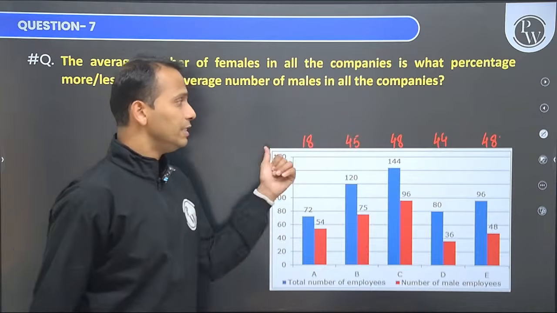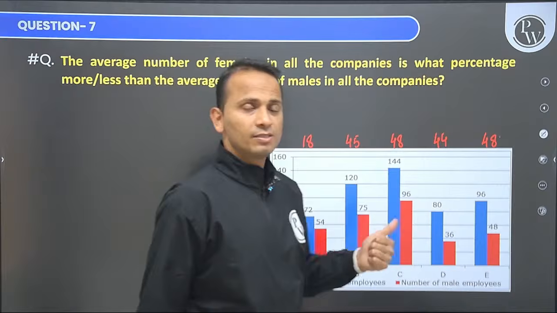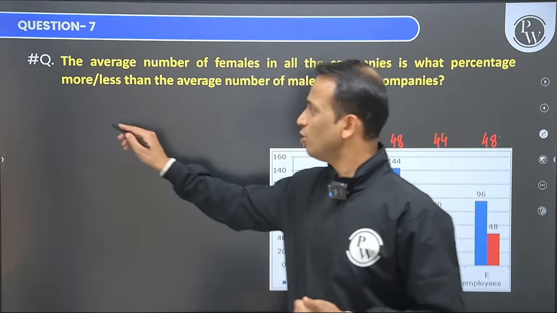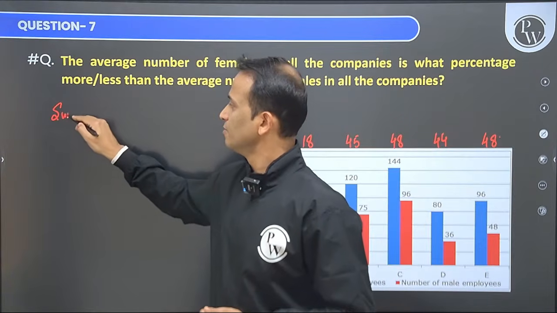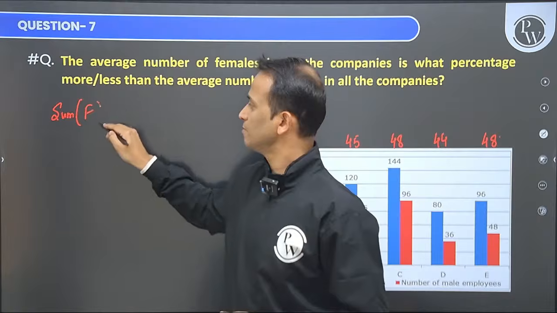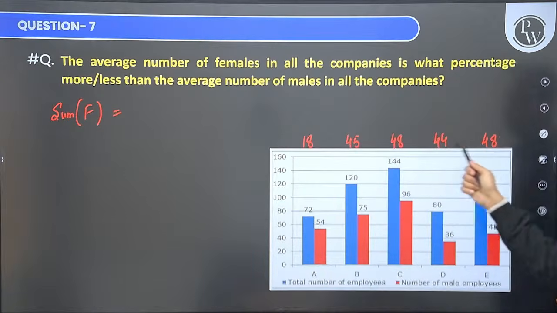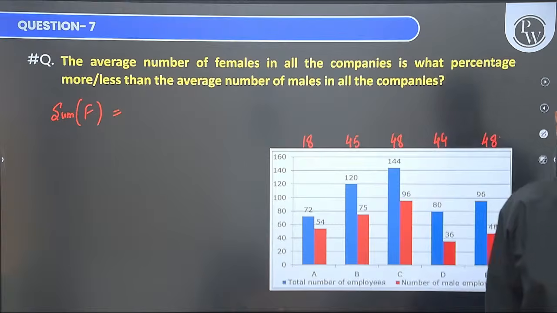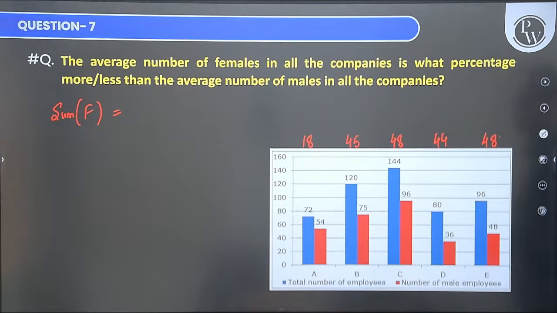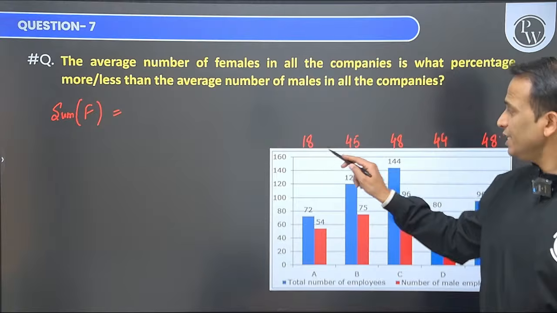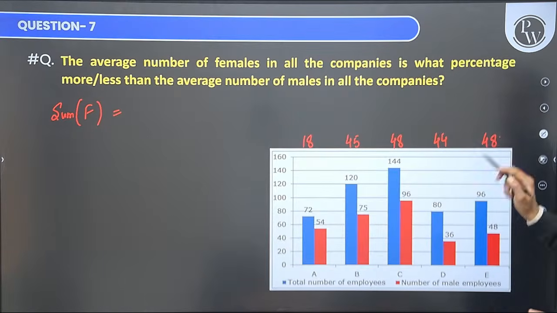Now, these are the number of females. I'll calculate the sum of females. So can you please tell me what is the sum of these numbers? Total number of females is what I need. 18, 45, 48, 44, 48.